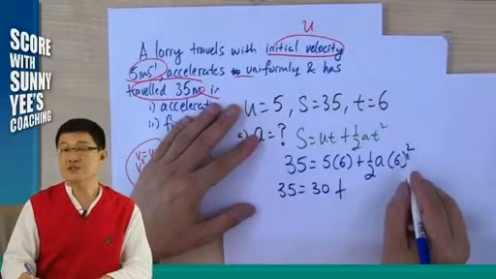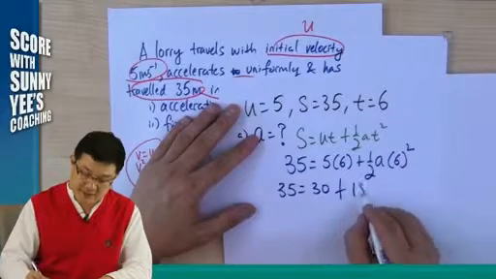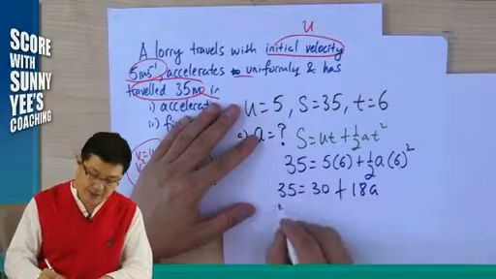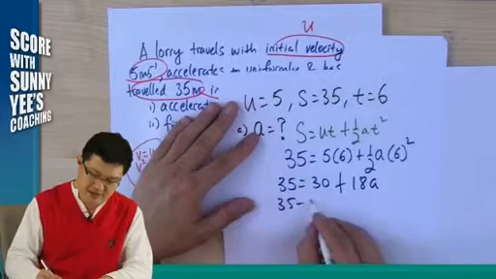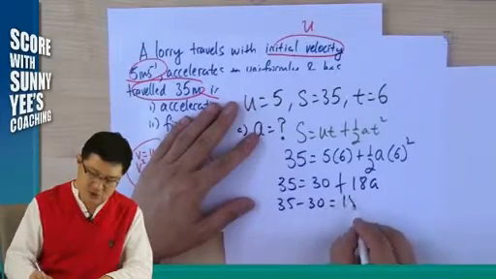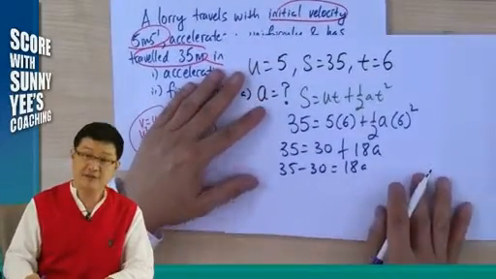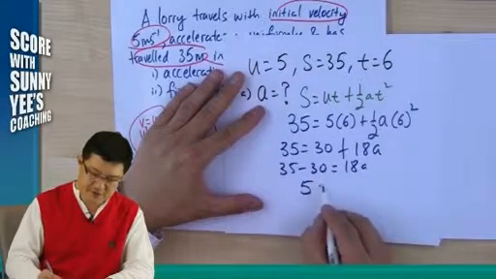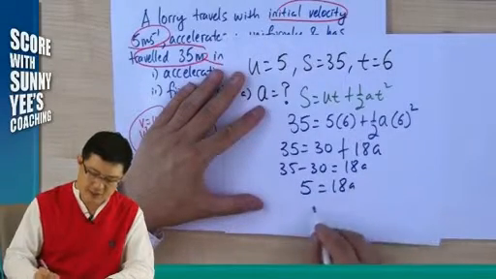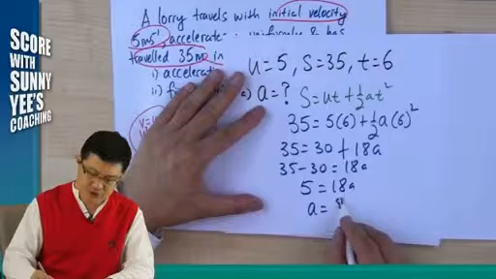6 squared is 36. 36 divided by 2 is 18, so 18a. I bring it over here. 35 minus 30 is equal to 18a. 35 minus 30 is 5. 5 equals 18a. Well, at last, you have found the answer.